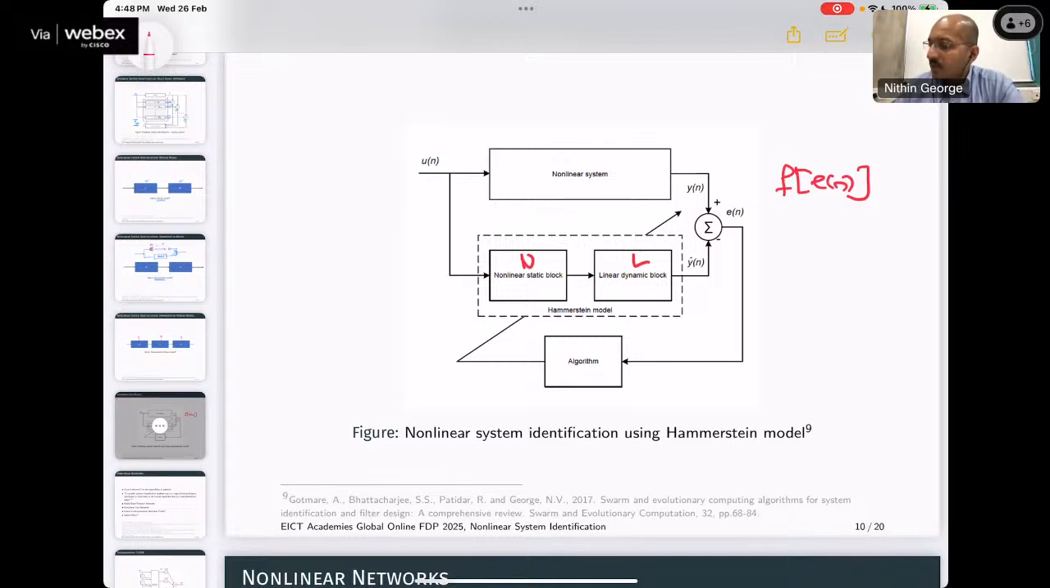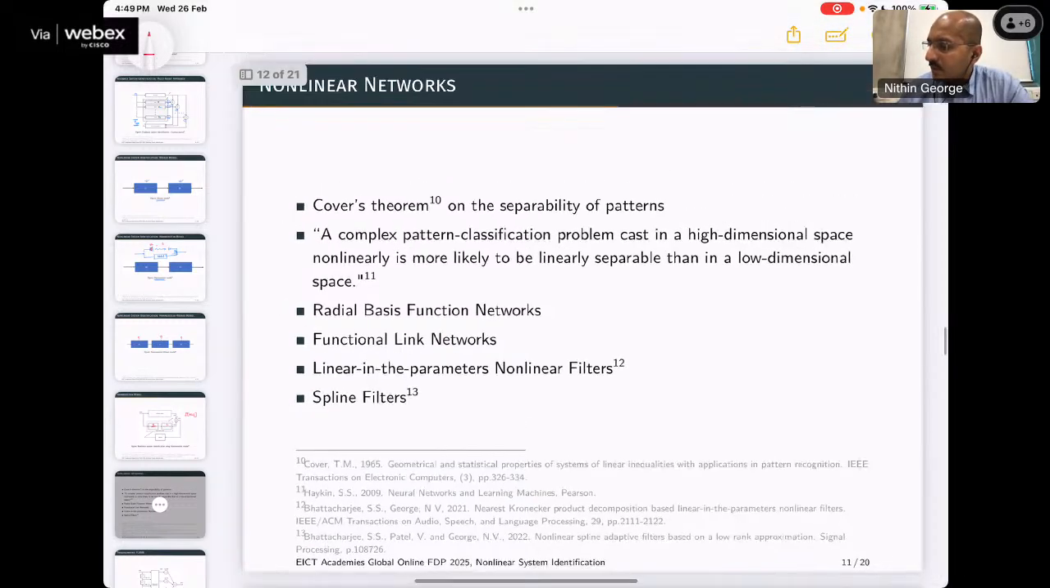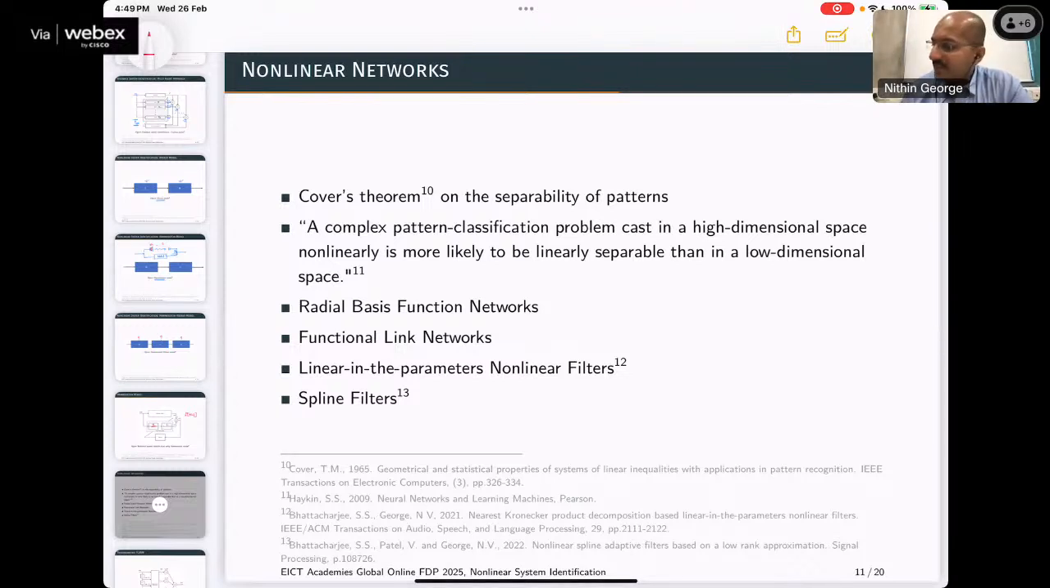So what we will do is quickly look at some other possibilities for N, what could be some simpler N models which can be used. So I want to look at some nonlinear networks which are covered under this class of filters called linear in parameter nonlinear filters. So these are nonlinear filters, but in terms of the unknowns, they become linear. That makes the implementation much simpler.